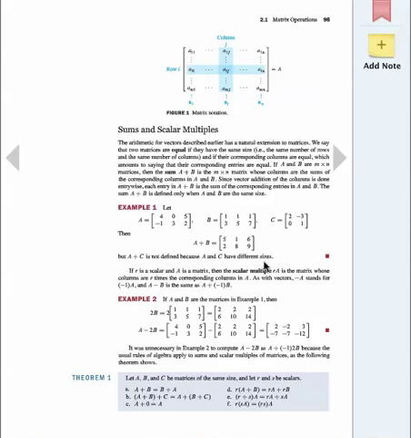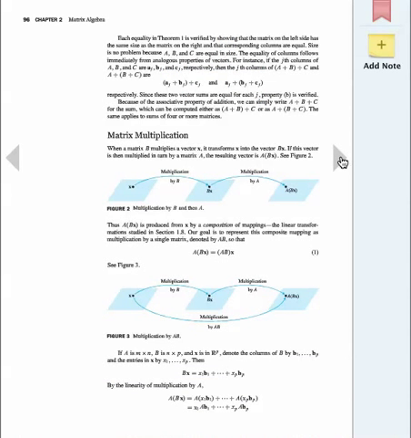Example 1 will play with those concepts, as will example 2. Theorem 1 gets into the algebraic properties of sums and scalar multiples of matrices, and these should come as no shock to anybody. Then we get into matrix multiplication, which is a little bit different. I would read through this discussion reasonably carefully.